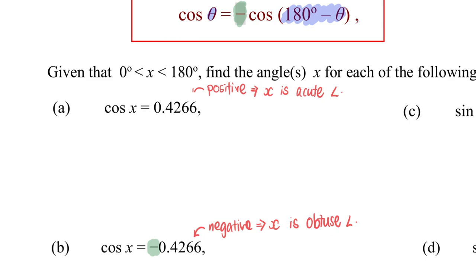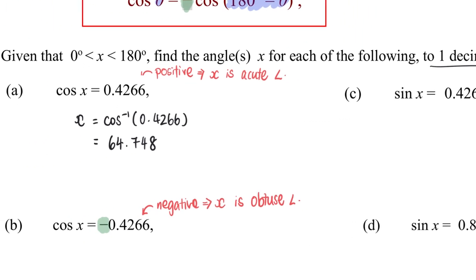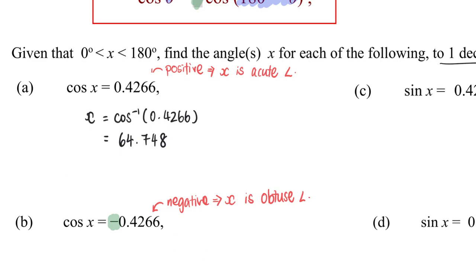So when you use your calculator, x will therefore equal the cosine inverse of 0.4266. The calculator will then give us the angle straight away. In this case, 64.748. But this particular question requires us to leave the answer to one decimal place. And therefore, this is to about 5 sig fig, 64.7 degrees, to one decimal place.